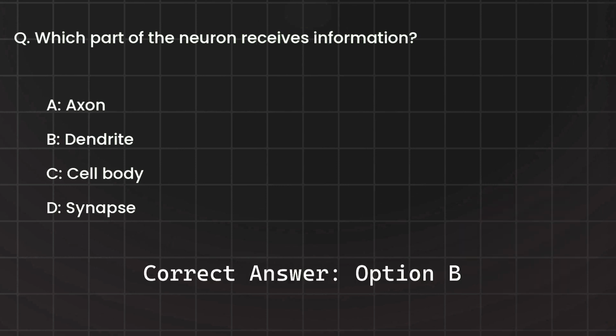The correct answer is option B, which is dendrite. Dendrites are the parts of a neuron that receive information from other neurons.